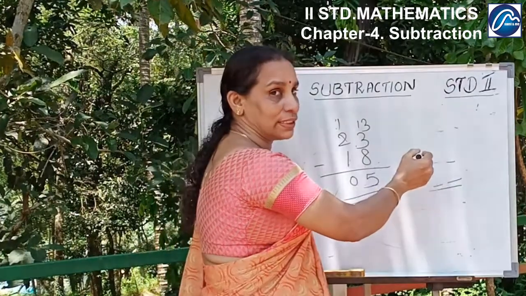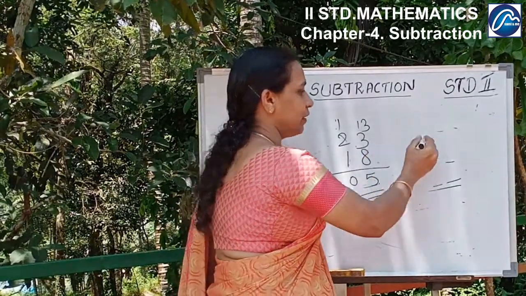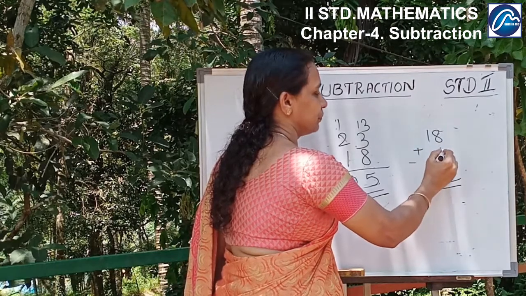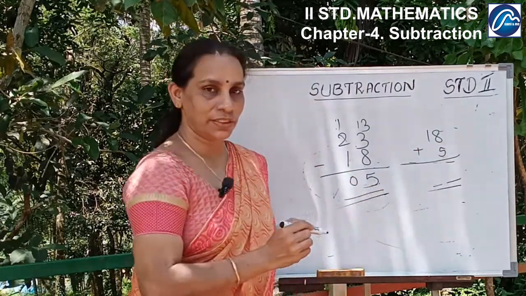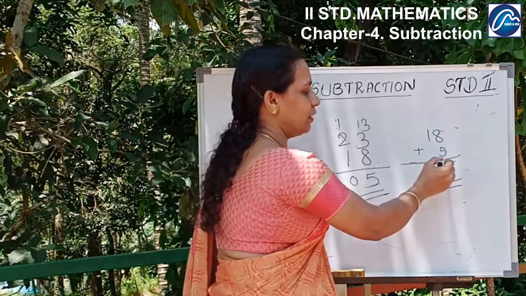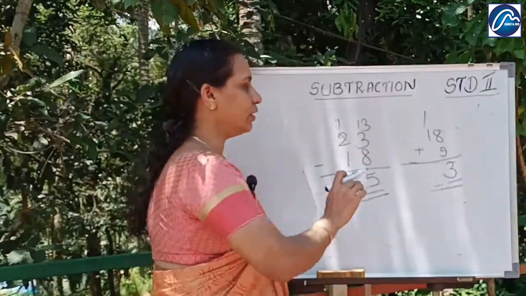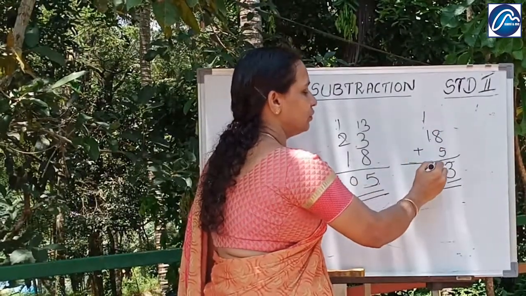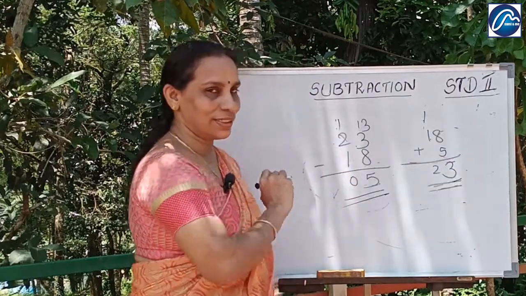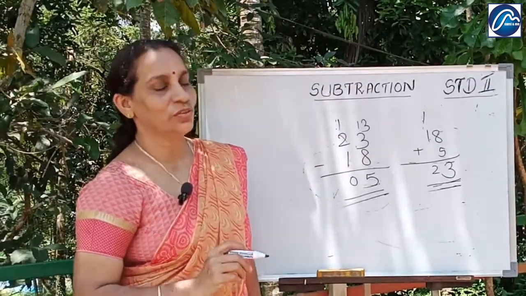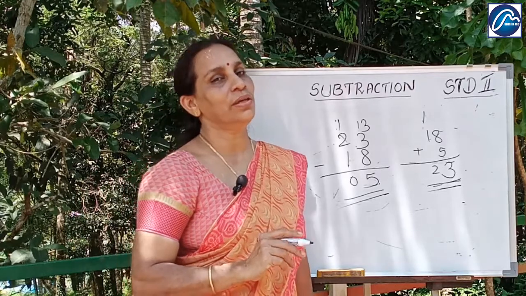Now we can check the answer. 18 plus 5. What is 18 plus 5? 3 plus 5, 13, 1 carry over, 1 plus 1, 2. So your answer is correct. Okay, so don't be in a hurry while doing maths.